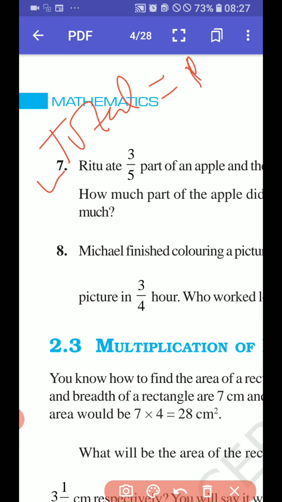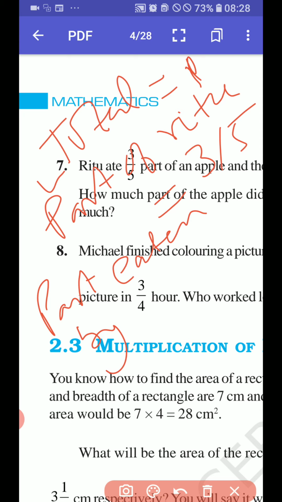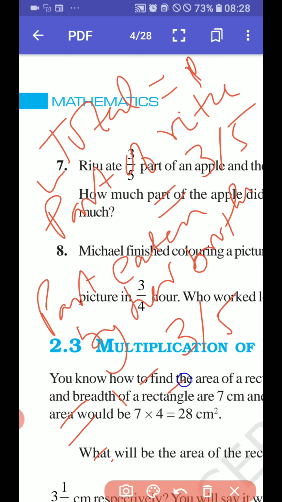Part of Ritu equal to 3 by 5. Okay. Part eaten by her brother equal to total minus 3 by 5. 5 ones are 5, 5 minus 3, 2 by 5, right?